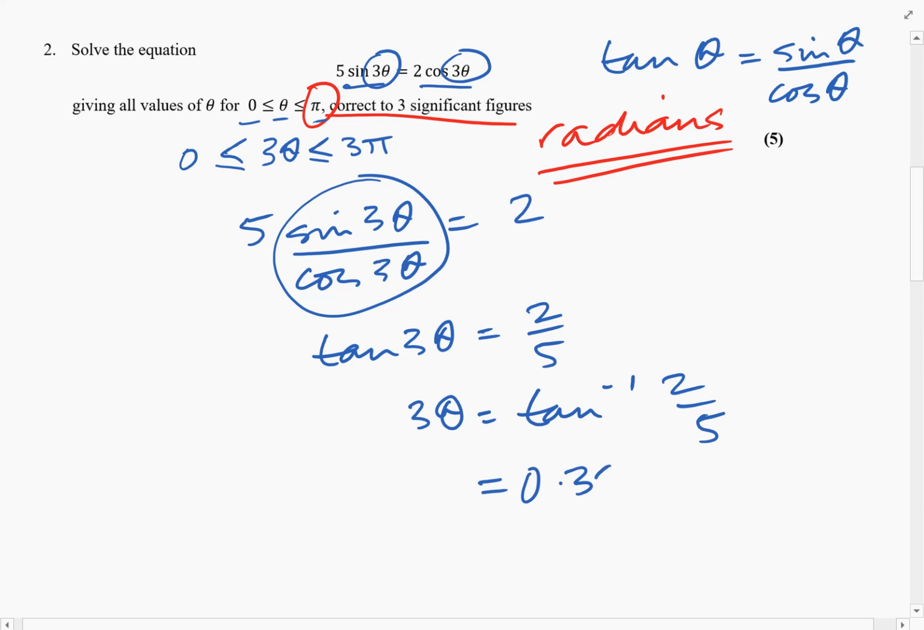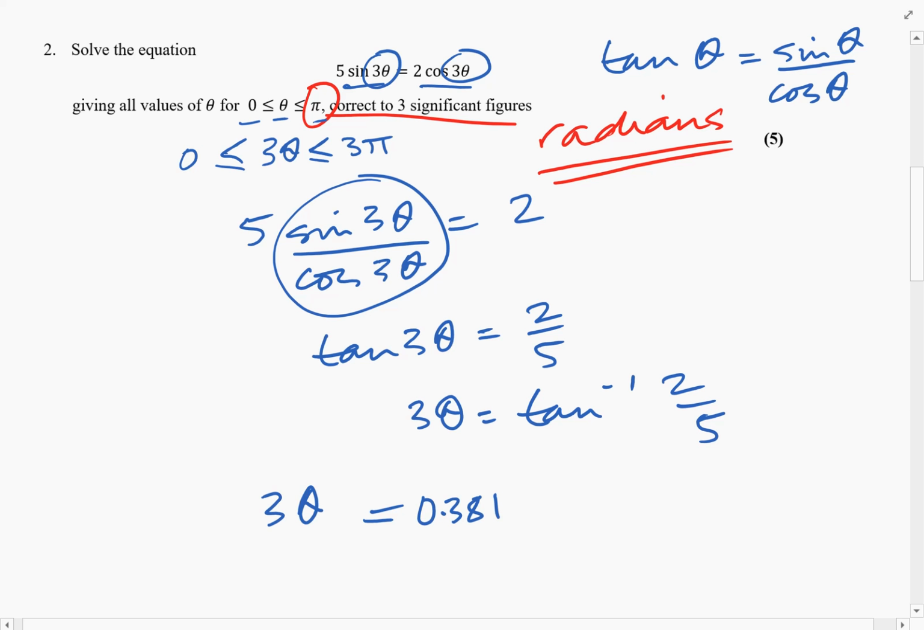I got 0.381 for this. Actually, I'm just going to move that across a bit because we'll get a few more values in a minute. So 0.381 is the value I got on my calculator. Keep it to a few decimal places because we're going to have to divide by 3. Not now, but at the very end we'll divide by 3.